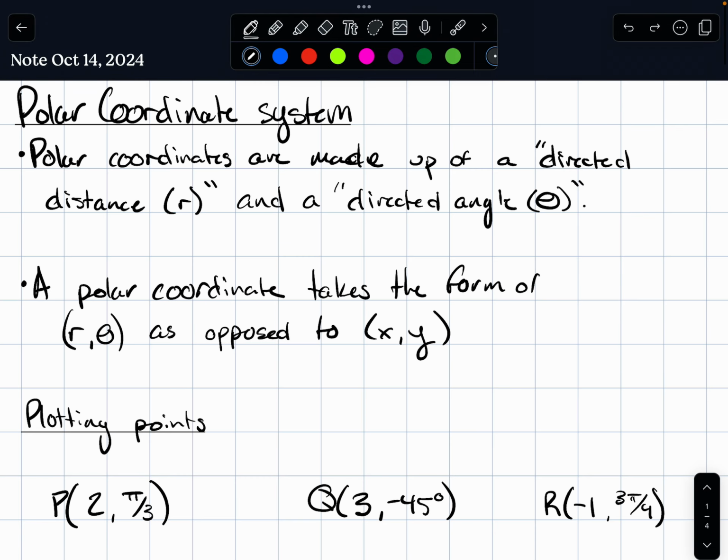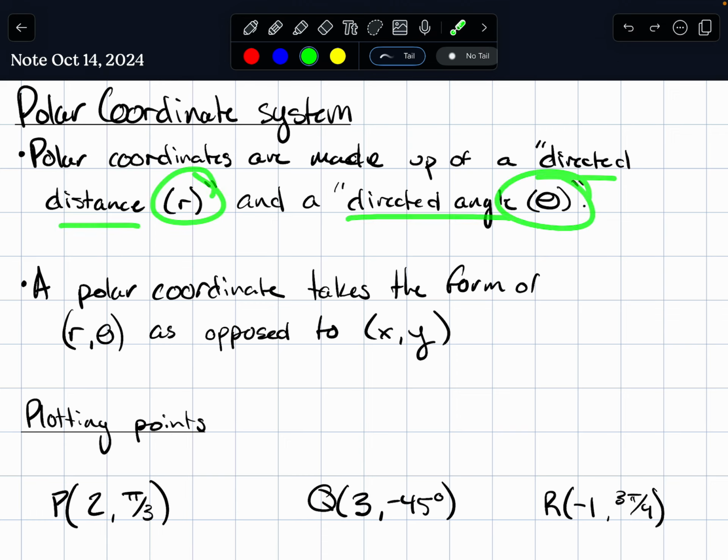This is what's called the polar coordinate system. Polar coordinates are made up of a directed distance r and a directed angle theta. So instead of an x value and a y value, it takes the form of r comma theta instead of x, y. This is a completely new thing. When you were in 7th grade and you learned what this was, it was very complicated at first. You don't know which one's the x, which one's the y. I expect the same slight struggle with this r, theta. It's a little bit tricky at first.